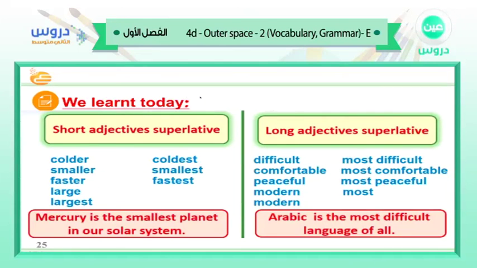Okay, we learned today short adjective comparative and superlative and long adjective comparative and superlative. Colder, coldest. This is a comparative, this is a superlative, don't forget that. Between 2, more than 2. Short adjective, it means one syllable. Long adjective, it means more than one syllable. Like this example, Mercury is the smallest planet in our solar system. Smallest. But in the long one, we use the most. Okay? We use here est and here the most.